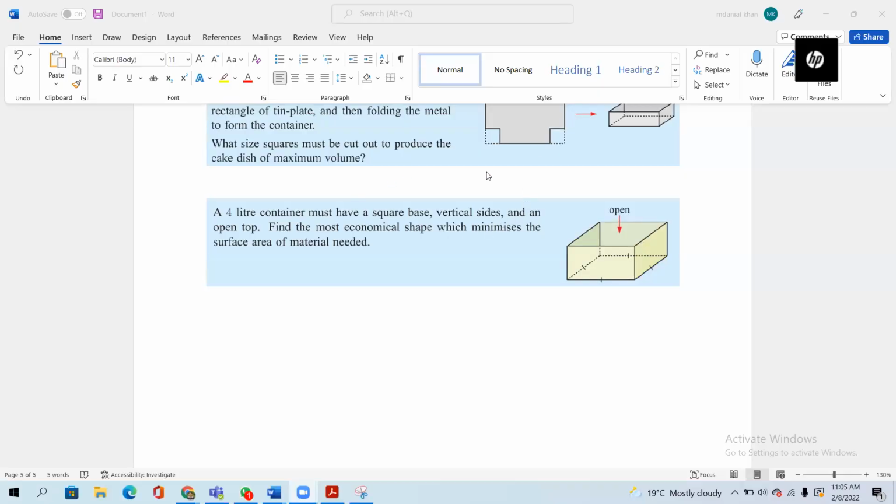Okay, so now what I'll be solving is this particular situation, and I'll try to solve this one utilizing this particular scenario. So the situation is a 4-liter container must have a square base. So the base is square, that's what is given to us. And the vertical sides and an open top. So the top is open, base is squared, and we have vertical side, which looks rectangular to me. And I need to find the economical shape which minimizes the surface area of the material needed.